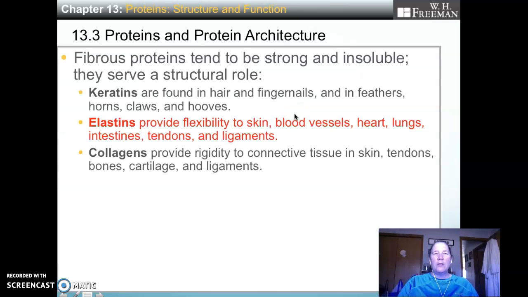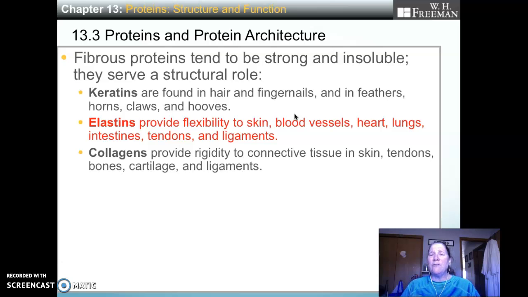Okay. So how do we make these proteins? Well, again, the DNA is copied, and then that has the sequence of amino acids. So if we need a fibrous protein, they tend to be very strong and insoluble. Like I talked about keratin already. Keratin is a waterproofing material that you find in your skin. It's also what your hair and your fingernails are made out of.